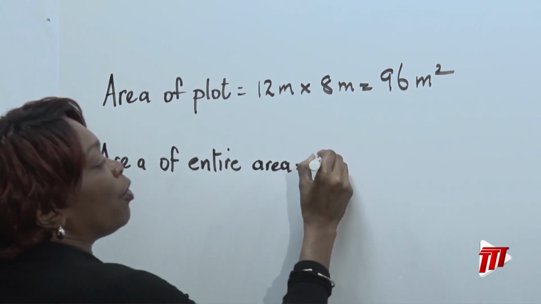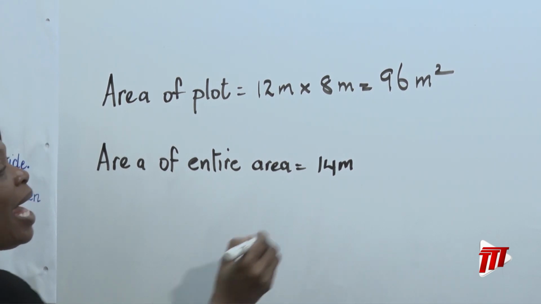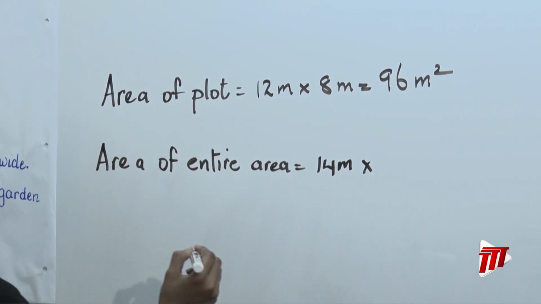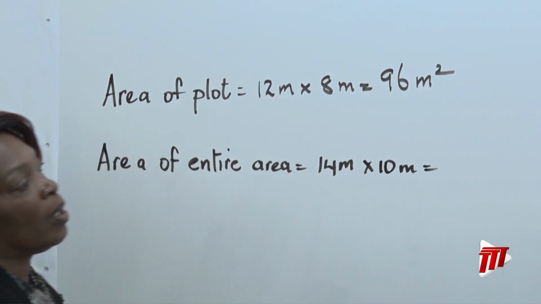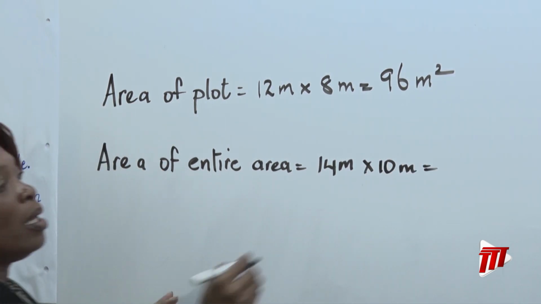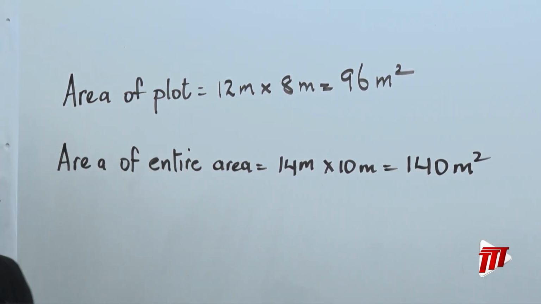So we got 14. Remember, we got the 14. 12 and 2 will give us the 14. And we are going to multiply by 10. 8 and 2 will give us 10. And what will we get? 140 meters squared. Did you get that, boys and girls? Wonderful.